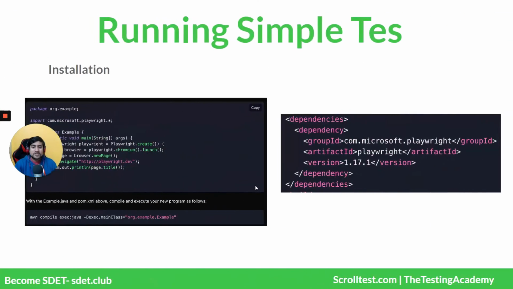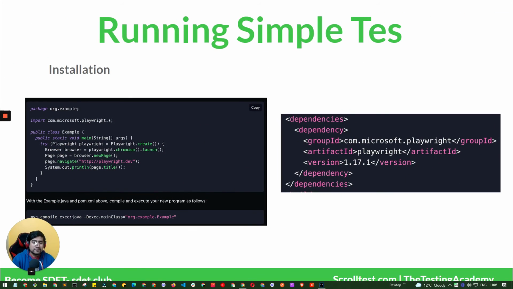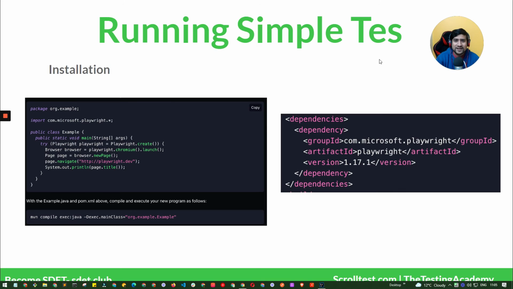Okay, so let's write our first automation test. First, let's understand what we are doing, right? It's very simple. We are basically creating a Maven project and adding a Playwright dependency, right? I have added version 1.17.1. Depending upon the latest version, you can change it. Now you have added the dependency.